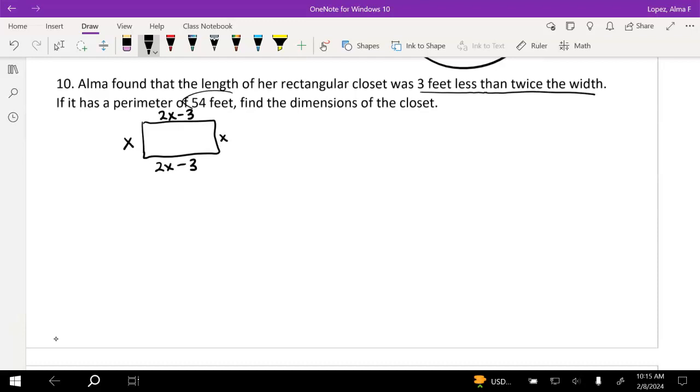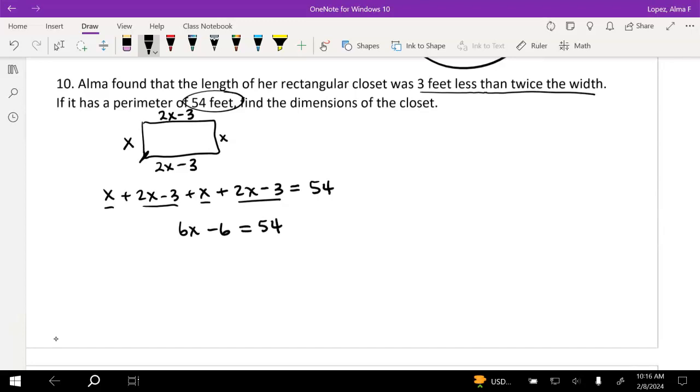Now, the only other piece of information that they gave us is that the perimeter of the closet was 54 feet. Since it's 54 feet, I'm going to start here and add the 4 sides together. And that is the perimeter, which we know is 54. I'm going to underline the 4 sides just so that you know that that's what we did. Cleaning it up, I get 6x minus 6 is equal to 54.